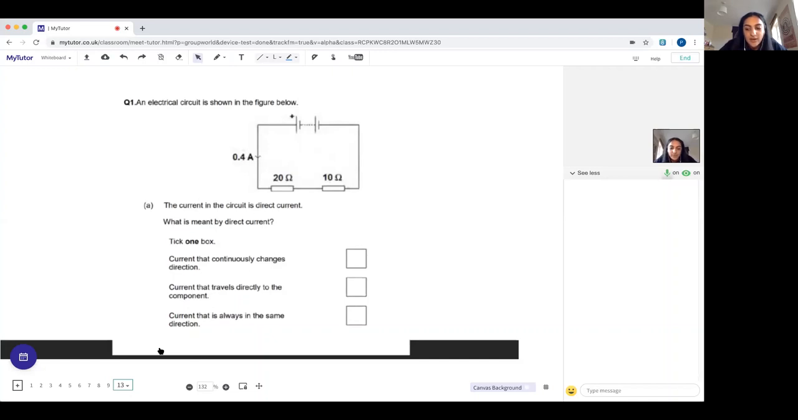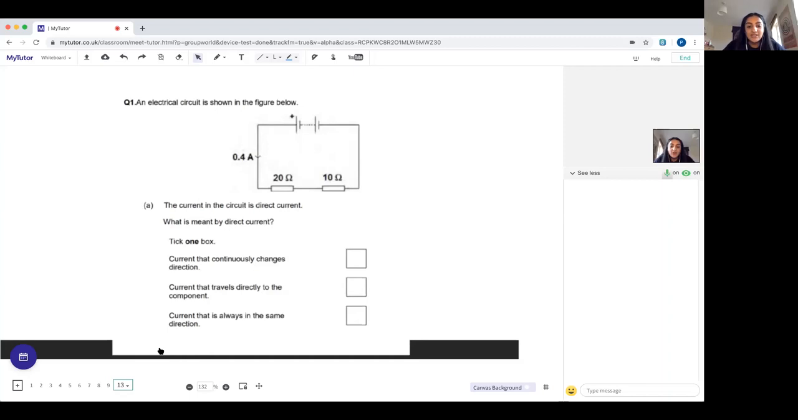So this one is a bit of a vague one, which is why it's multiple choice. Sometimes when we have multiple choice answers, they tend to give us three options which are quite similar. So for this one, it is really important that you know the exact definition of direct current. Direct current is current that is always in the same direction.